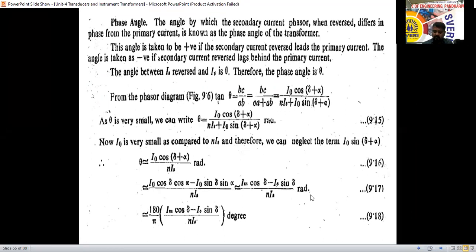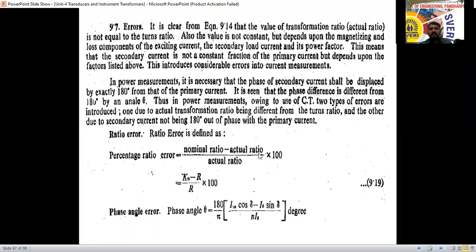What we have to do? Degree is 180 degree divided by pi, whatever the radian is. By converting that, we convert into degrees. For the same equation, we have multiplied by 180 divided by pi. That is called the phase angle we have derived here. Based on this, some errors are also there.